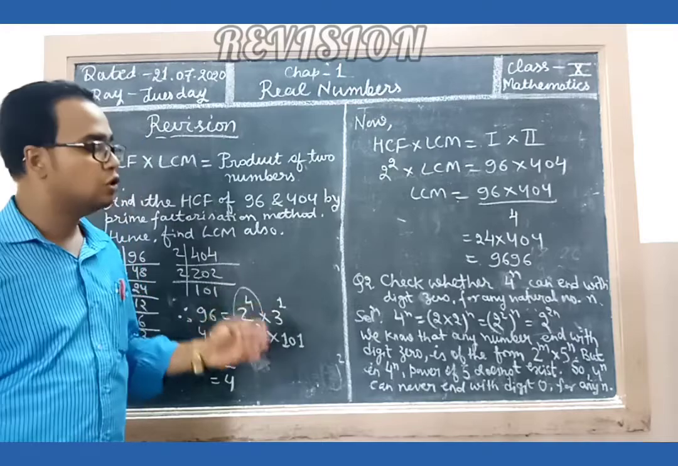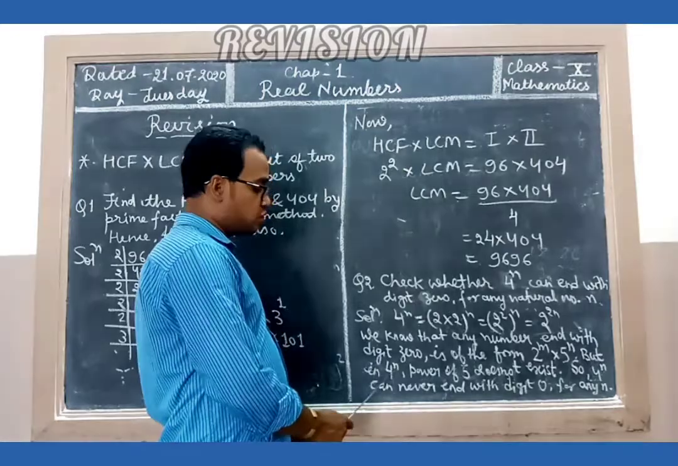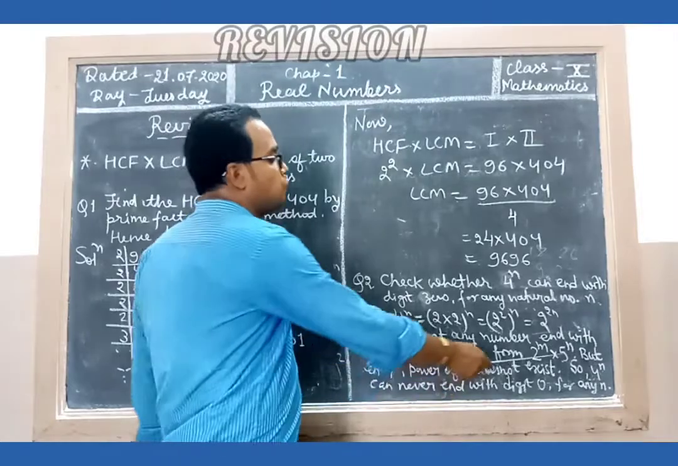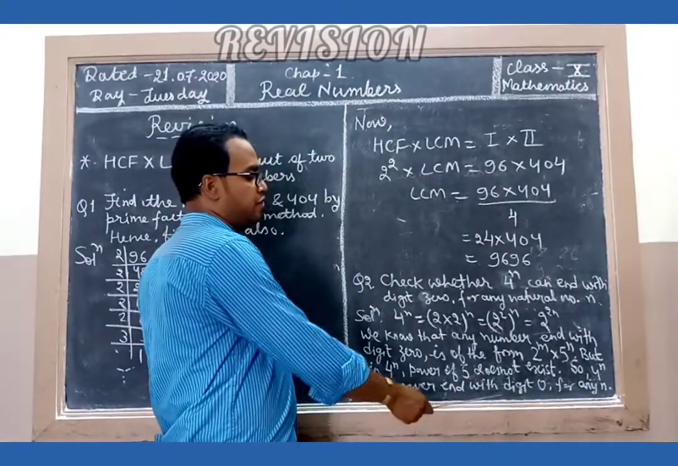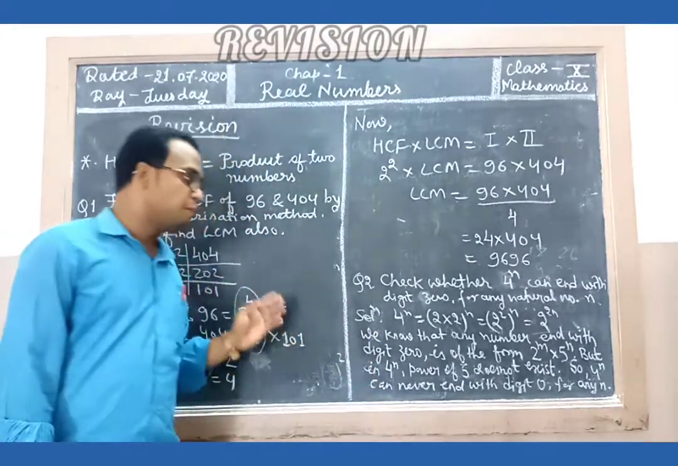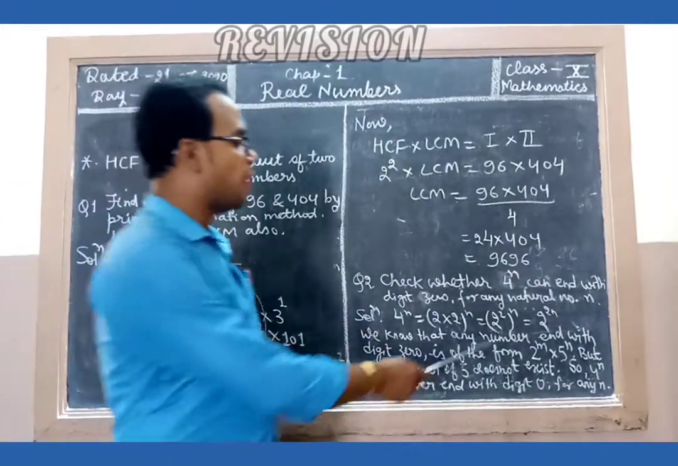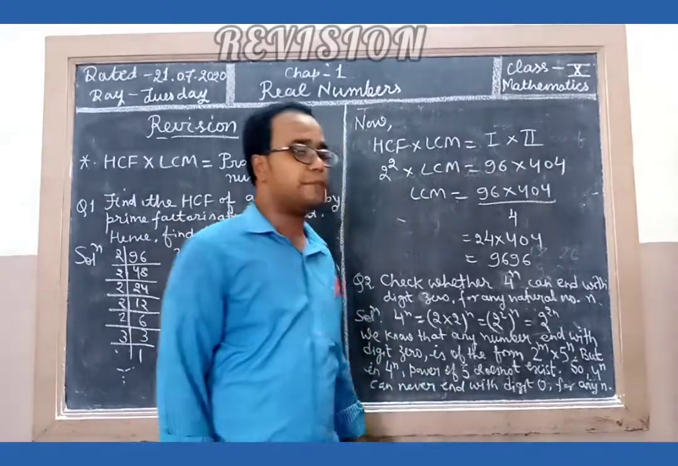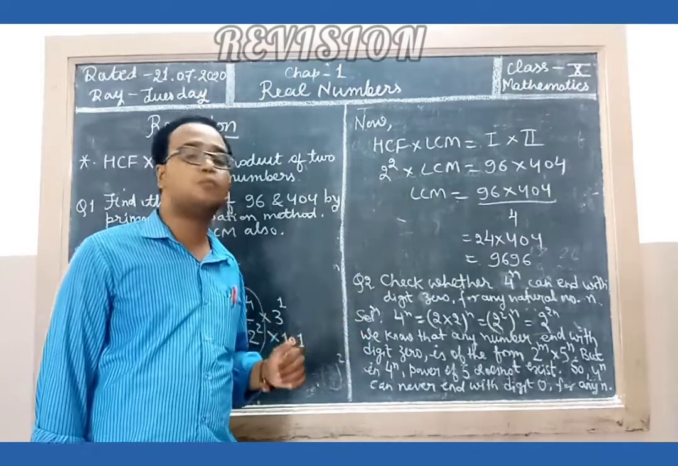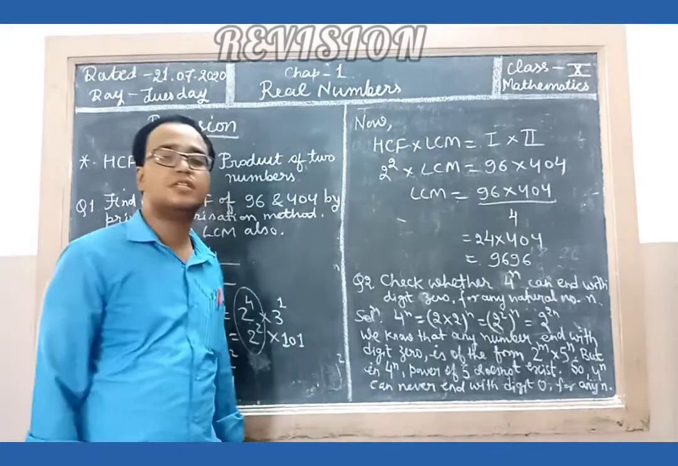It means both 2 and 5 must exist as factors. But in 4 to the power n, the power of 5 does not exist. So 4 to the power n can never end with digit 0 for any natural number n. So it is compulsory that if any number ends with digit 0, then it is of the form 2 to the power n into 5 to the power n, which means factors of 2 and 5 both exist. Here 5 does not exist, so it cannot end with digit 0.